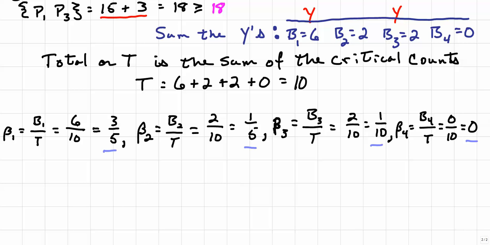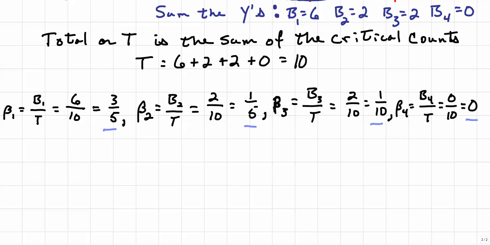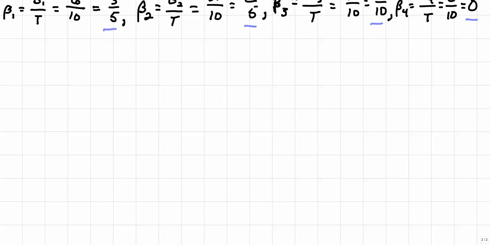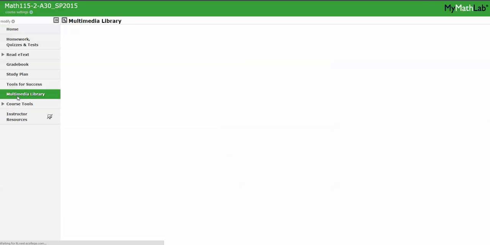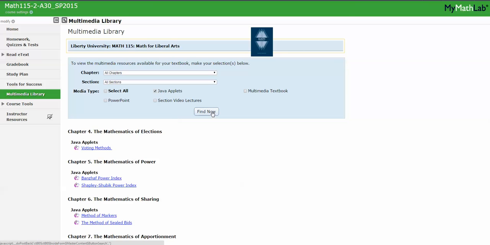Now, these particular problems can be time consuming, especially in a problem like this, which has 4 different questions involved in it. And now I'm going to show you how to use the technology employed in the Java applet that comes bundled with the website. Now remember that when you're in the program, you're going to want to go to Multimedia Library. We're looking for the Java applets. We'll left click that. We'll left click Find Now. And you'll notice that one of them is the Banzhaf Power Index.